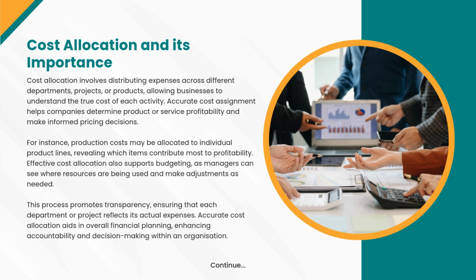For instance, production costs may be allocated to individual product lines, revealing which items contribute most to profitability. Effective cost allocation also supports budgeting, as managers can see where resources are being used and make adjustments as needed. This process promotes transparency, ensuring that each department or project reflects its actual expenses. Accurate cost allocation aids in overall financial planning, enhancing accountability and decision-making within an organization.